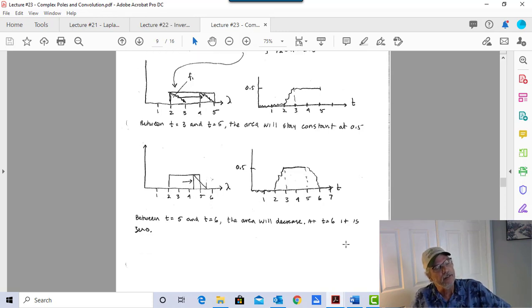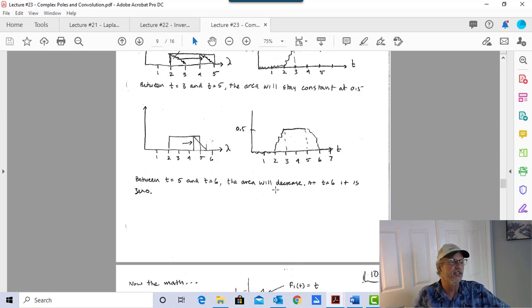So this is a hand-waving graphical convolution. How accurate is it? Well, between 0 and 2, it's accurate. Between 3 and 5, it's accurate. Above 6, it's accurate. But this little wiggler in here, we just kind of waved our hands on that.